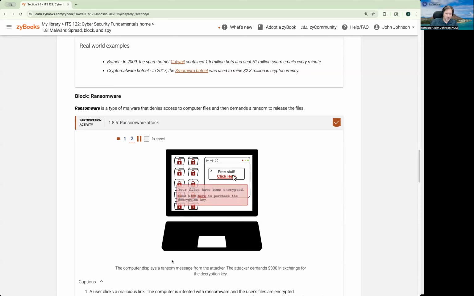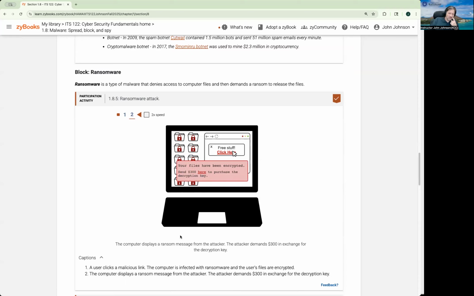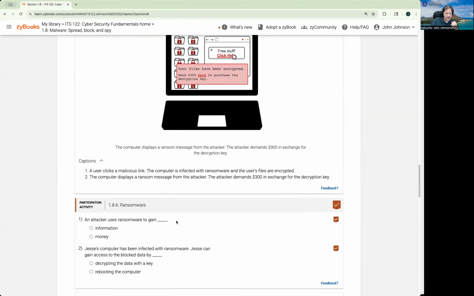So then the computer displays a ransom message from the attacker. They're demanding 300 bucks in exchange for the decryption key. So yeah, you have to click there to purchase the decryption key. And yeah, so it's a bad process. If people didn't pay it, eventually these things would go away. But the bottom line is people have a lot of valuable information that they just don't want to lose, and therefore, nobody's willing to jump on that grenade to save us all.